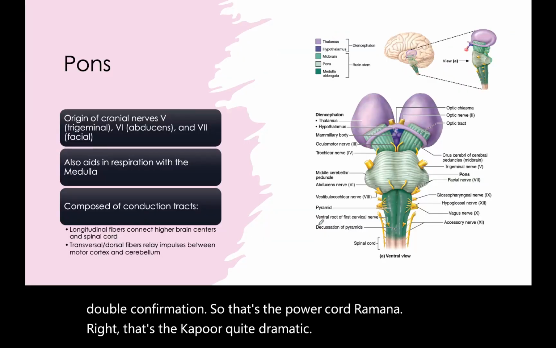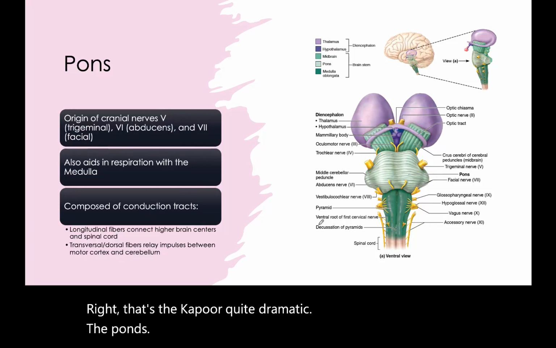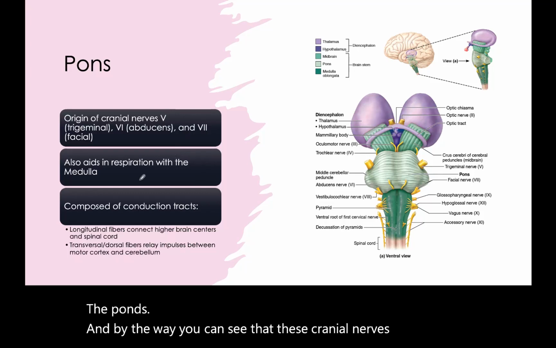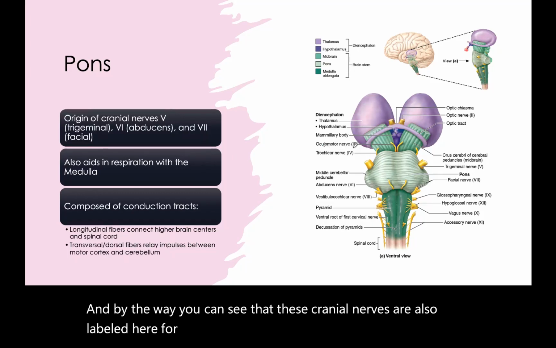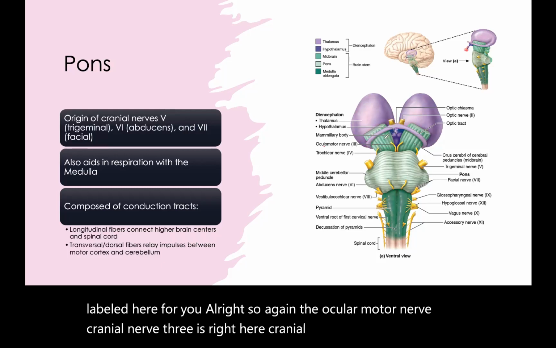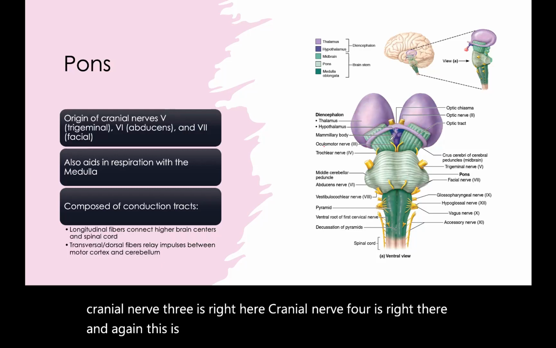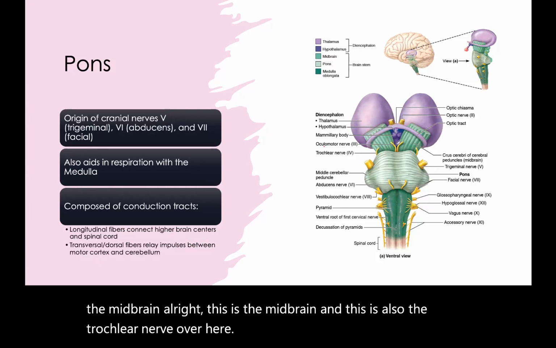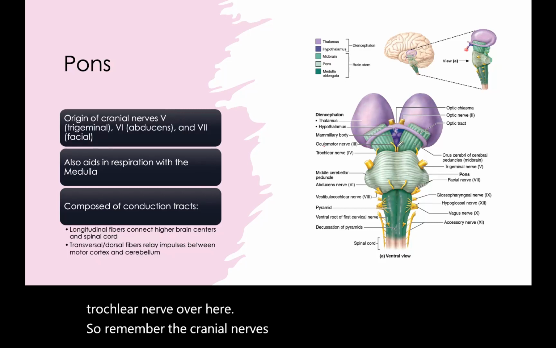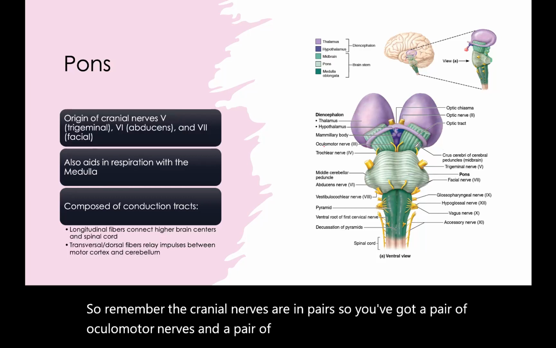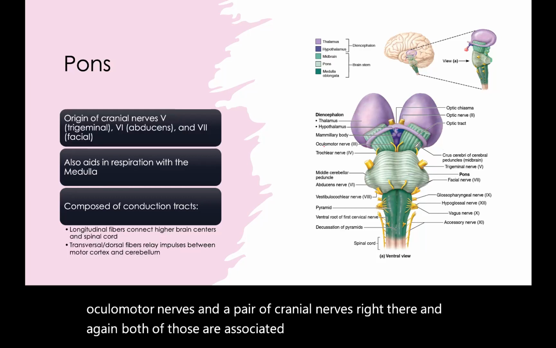The pons. And by the way, you can see that these cranial nerves are also labeled here for you. So again, the oculomotor nerve, cranial nerve 3, is right here, cranial nerve 4 is right there, and again, this is the midbrain. This is also the trochlear nerve over here. Remember, the cranial nerves are in pairs, so you've got a pair of oculomotor nerves and a pair of trochlear nerves, and both of those are associated with the midbrain.